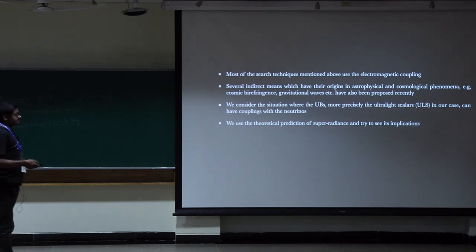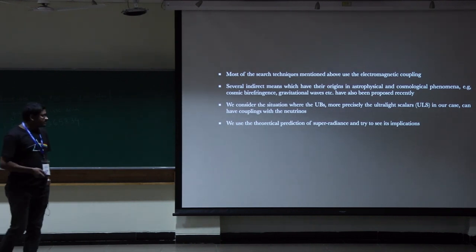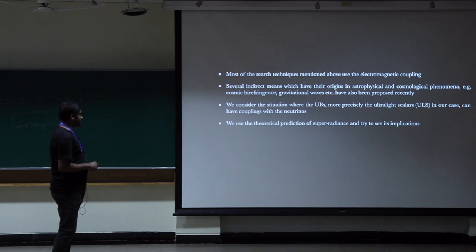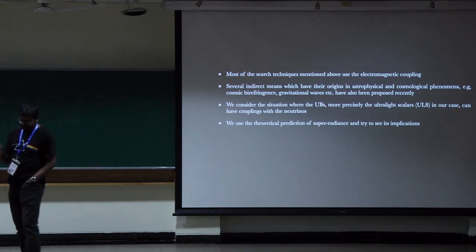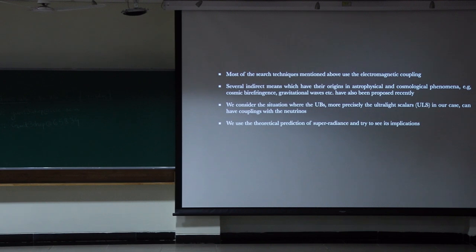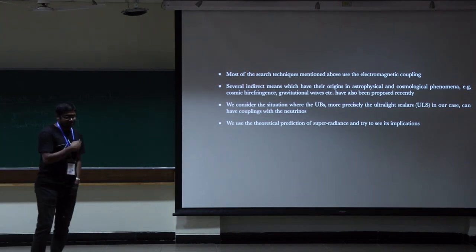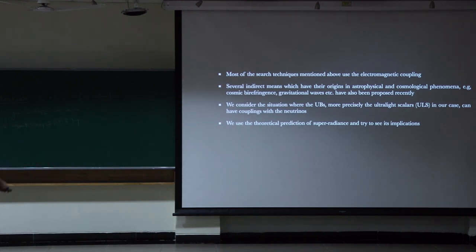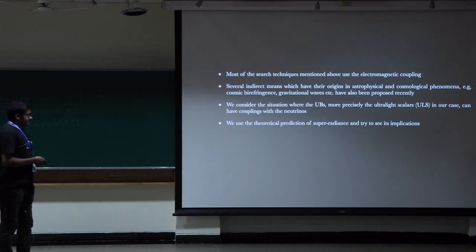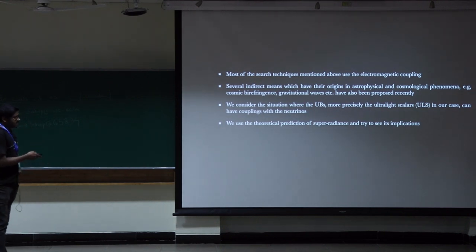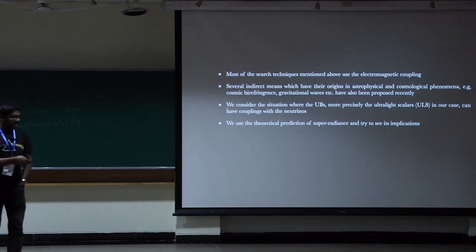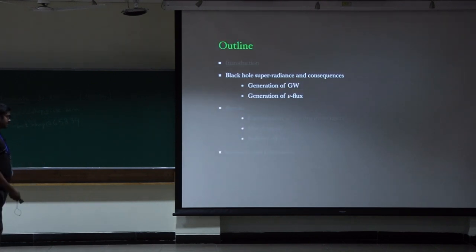Apart from that, several indirect means have also been put forward, like the idea of cosmic birefringence and gravitational waves, etc. Now, in this specific case, we want to consider a situation where, on top of this type of coupling, suppose the ultralight scalar or ultralight boson has some kind of coupling with the neutrino. Then what will happen? That is what we want to say in this talk. In doing so, we want to employ the idea of superradiance. So first, I will briefly talk about what superradiance is.